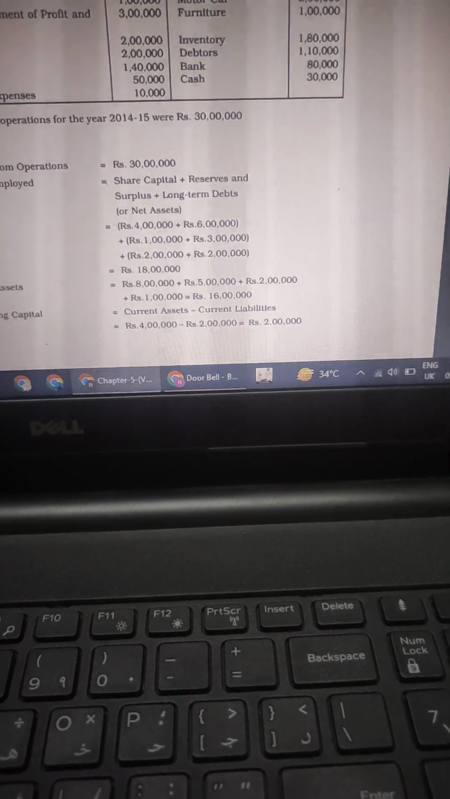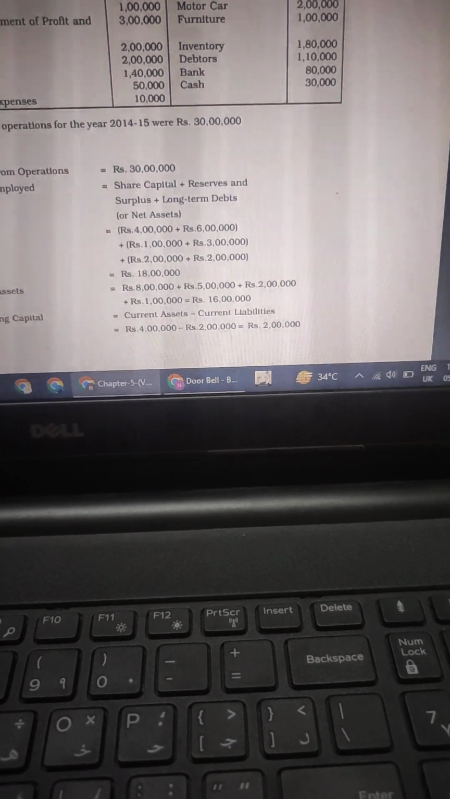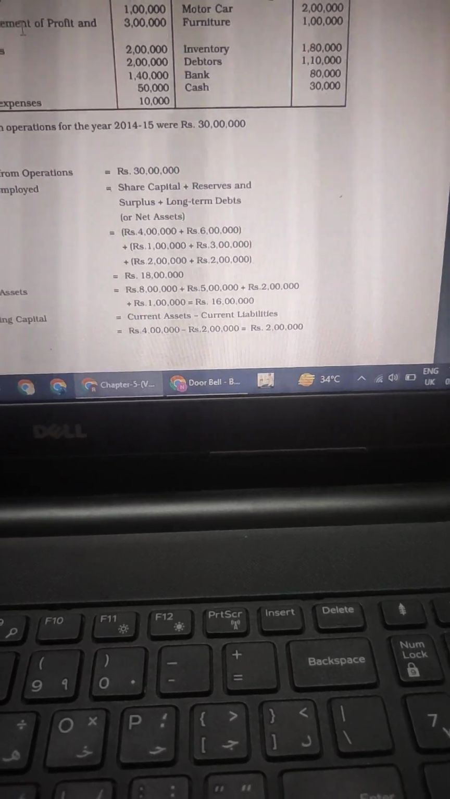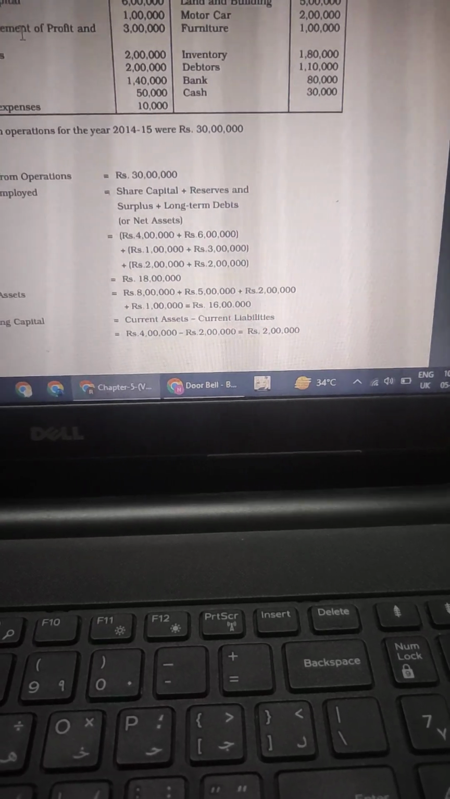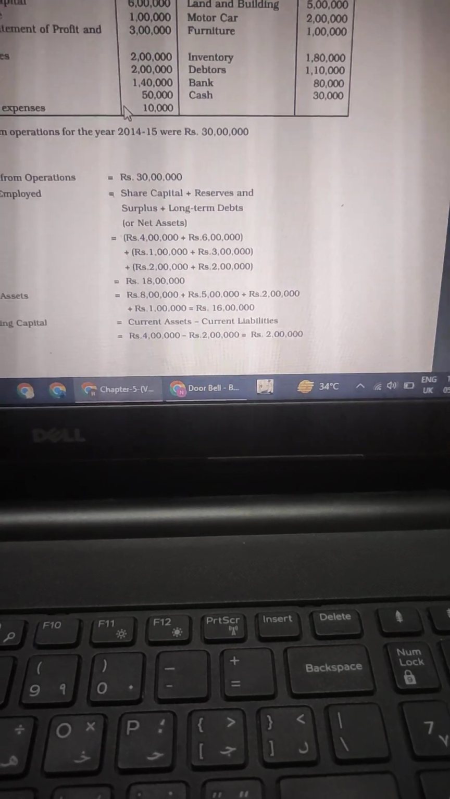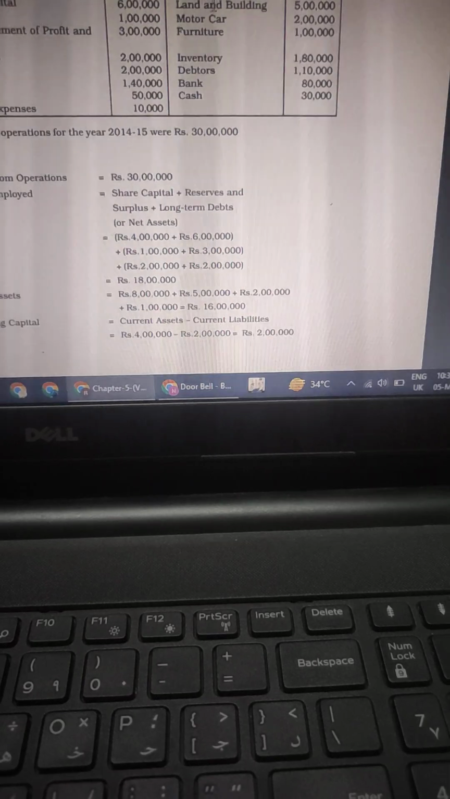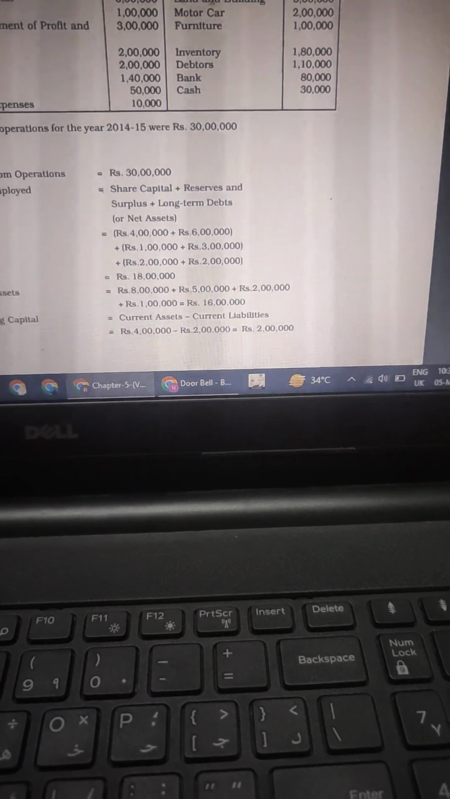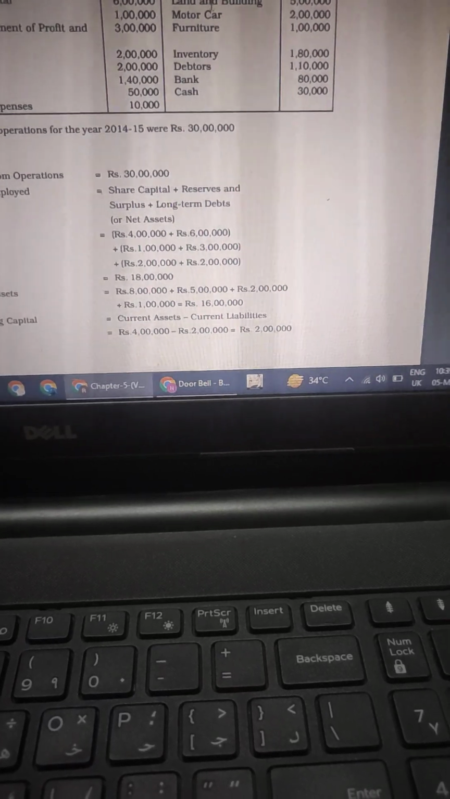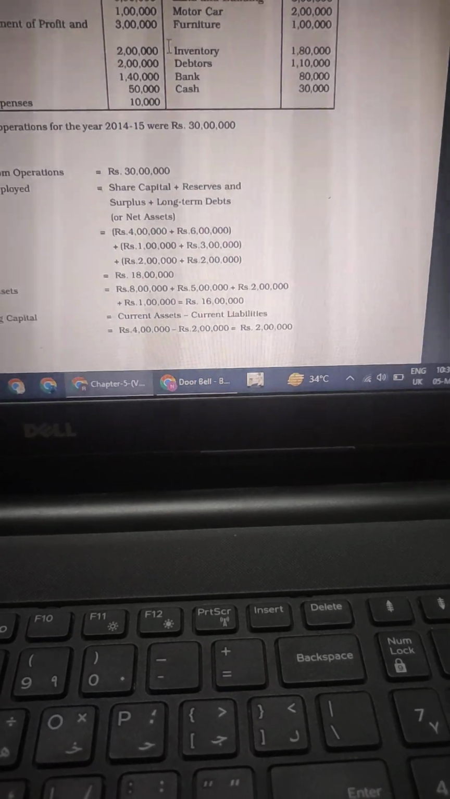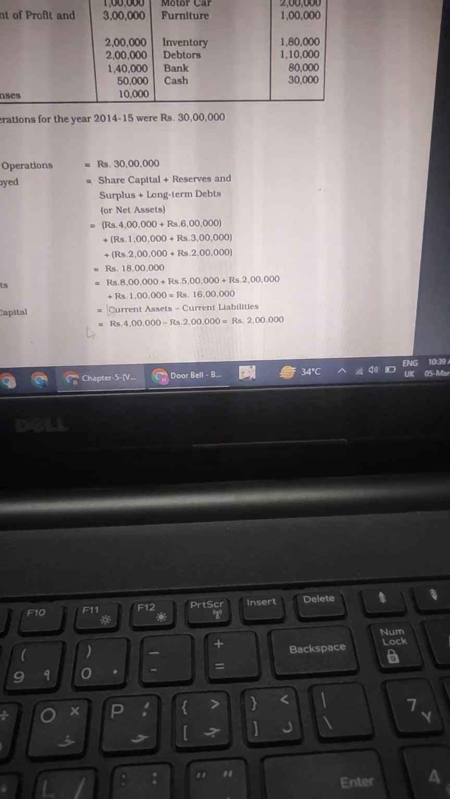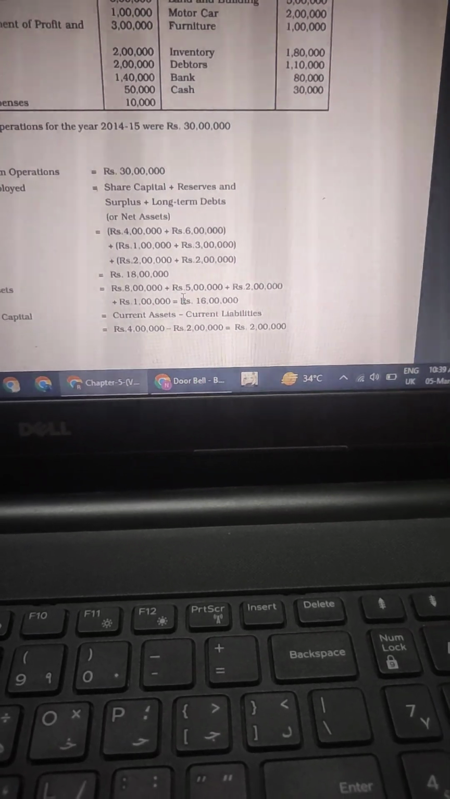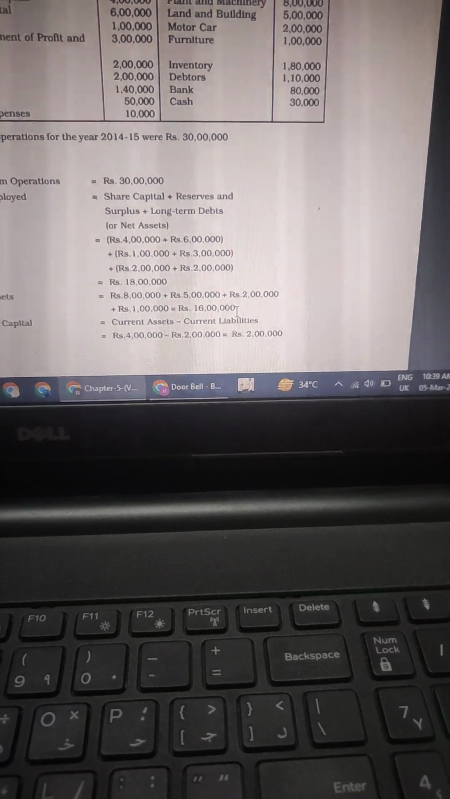Next we have to find the fixed assets turnover ratio. For finding that, the formula is net revenue from operations divided by net fixed assets. So we have to find out the fixed assets from this. Fixed assets consist of plant and machinery, land and building, motor car and furniture. So we have added all the 4 things and the net amount will be 16 lakhs.